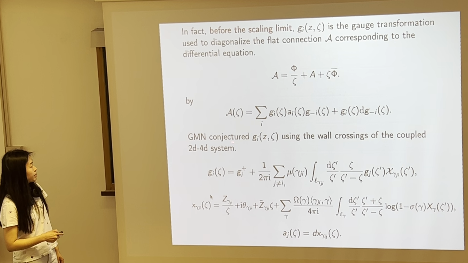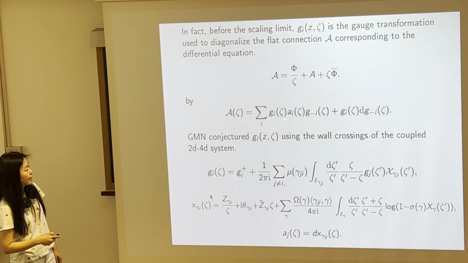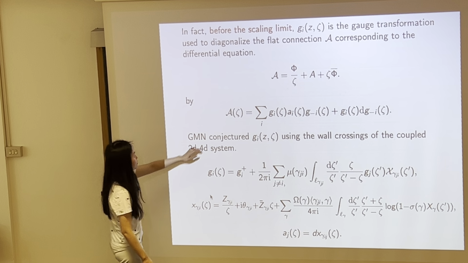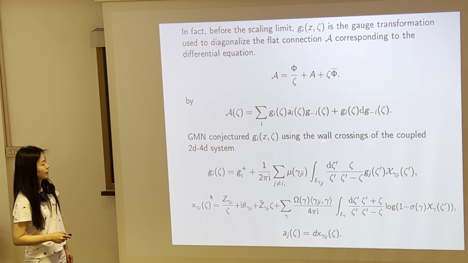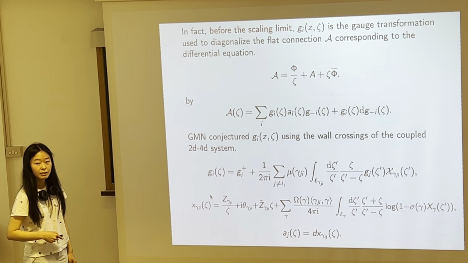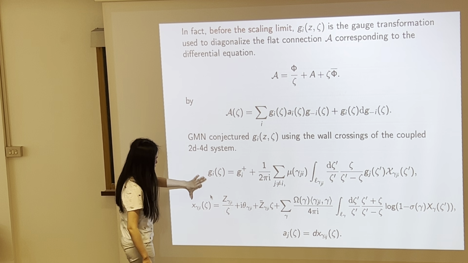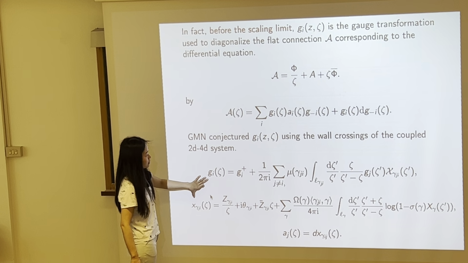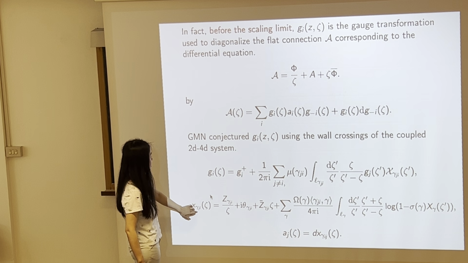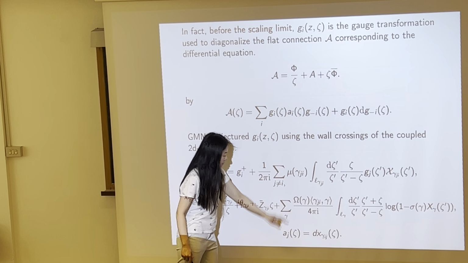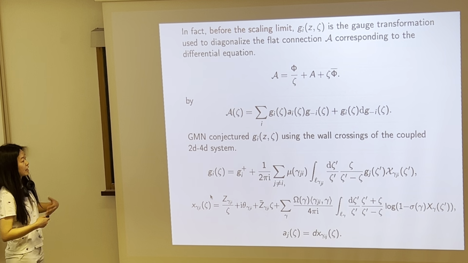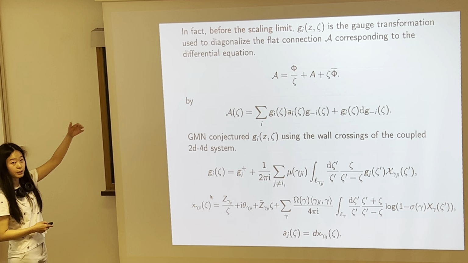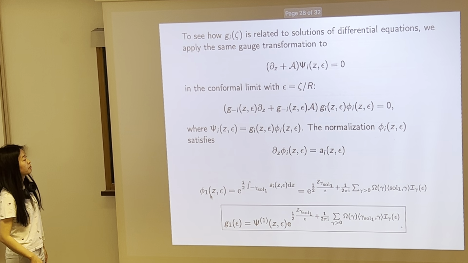And here GMN made some conjectures on how this G_i and this A_i, which are now the eigenvalues of this flat connection, should behave, using the knowledge from the physics side of the wall crossing of the coupled 2D/4D system. And they write down the following expression for them. So this is still the expression before taking the conformal limit. And this x_γ_ji is related to the little a_i here by this differential relation. And then if we apply the conformal limit, this becomes exactly the integral equation on the former page.